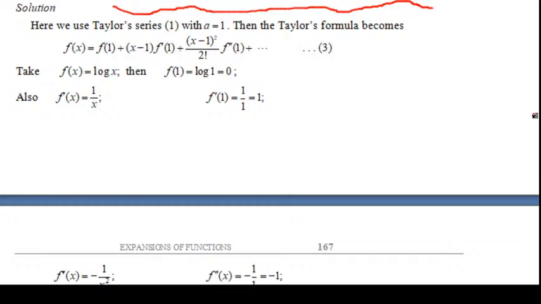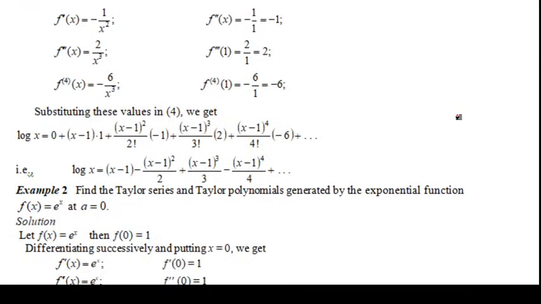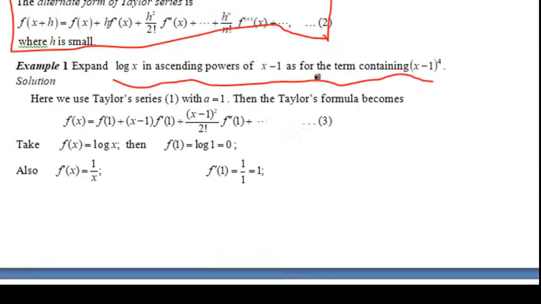That means we are not asked to find the Taylor series, but we are asked to find the Taylor polynomial of degree 4. See, here we are asked to find the Taylor polynomial of degree 4. Okay. So, what we do is we write like this, with a is equal to 1. Here we have to write the series in the form of x minus 1, isn't it?